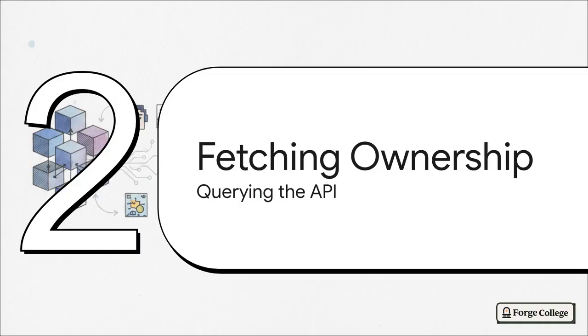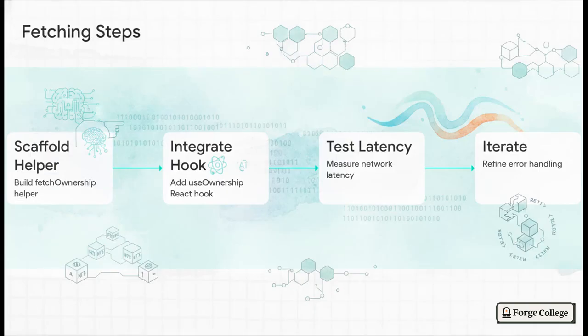Moving on to Section 2, fetching ownership data, querying the DAS, or indexing API. So how do we do this? We can use a streamlined AI-assisted workflow to quickly build out this pipeline. It's basically 4 steps. We start by scaffolding a fetch ownership helper in TypeScript. Next up, we integrate a use ownership React hook to manage our state and meticulously batch our requests. Then we test network latency. And finally, we iterate on error handling.